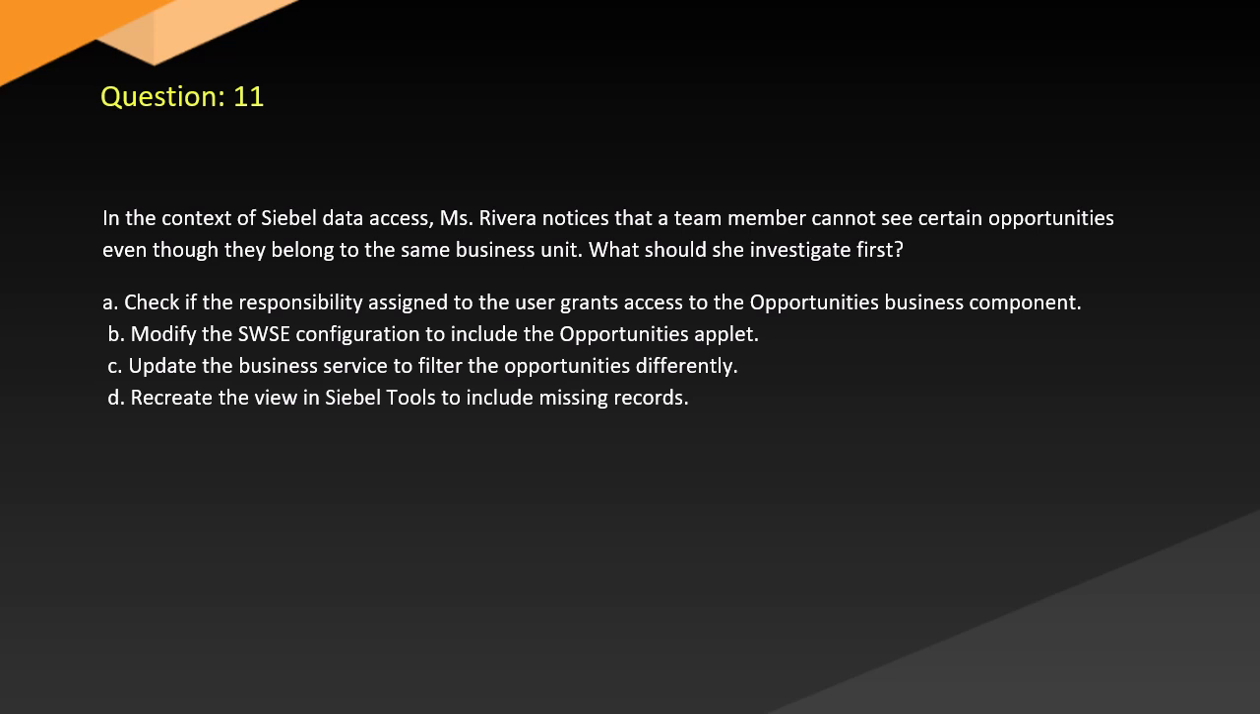Question 11. In the context of Siebel data access, Ista Rivera notices that a team member cannot see certain opportunities even though they belong to the same business unit. What should she investigate first? A. Check if the responsibility assigned to the user grants access to the opportunities business component. B. Modify a style configuration to include the opportunities applet. C. Update the business service to filter the opportunities differently. D. Recreate the view in Siebel Tools to include missing records.